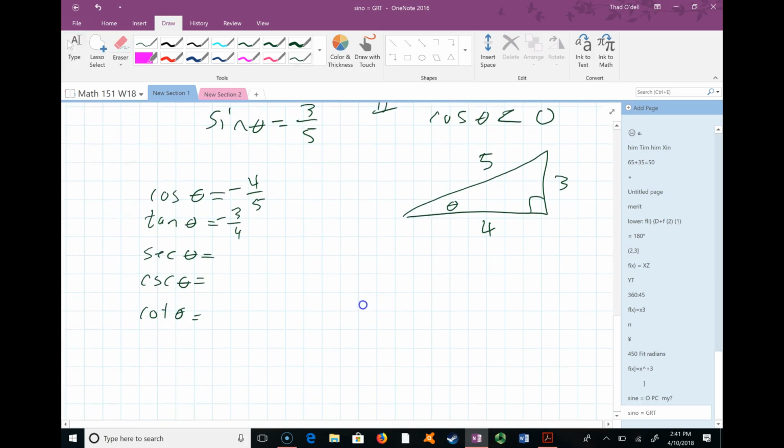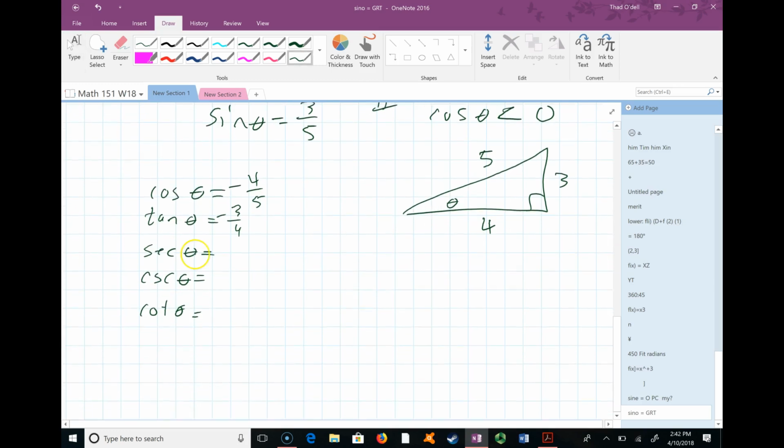Now, once we get those 2, these fall into place quite nicely, because secant is just cosine flipped over, so that'd be negative 5/4. Cosecant is just sine flipped over, so that'd be 5/3. And cotangent is just tangent flipped over, so that'd be negative 4/3. And that is the reciprocal functions.